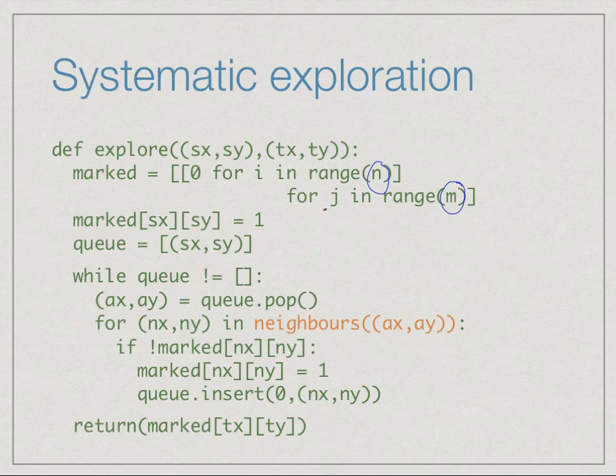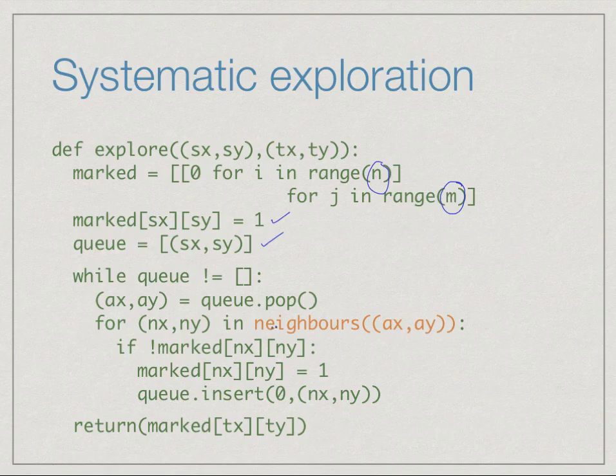Now we set up the thing by saying that we mark the starting node and we insert the starting node into the queue. Now so long as the queue is not empty, we pop one element from the queue. In this case, sx, sy will come out.